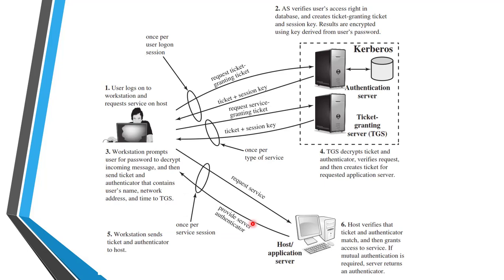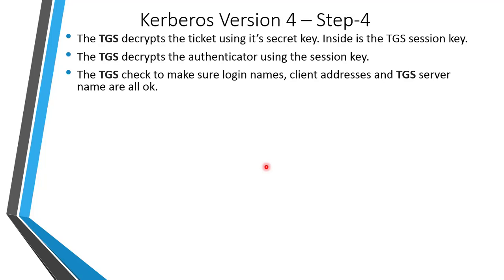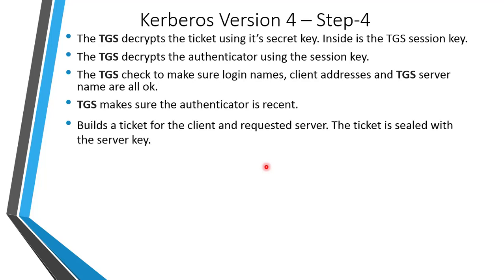The fourth step is that the TGS will send the ticket of the service and the session key to be used between the user and the application server to the user. The TGS decrypts the ticket using its secret key, revealing the TGS session key. The TGS decrypts the authenticator using the session key. The TGS checks to make sure the login name, client address and TGS server name are all okay. TGS also makes sure that the authenticator is not a replay by checking the timestamp of the authenticator, and builds the ticket for the client and the requested server.